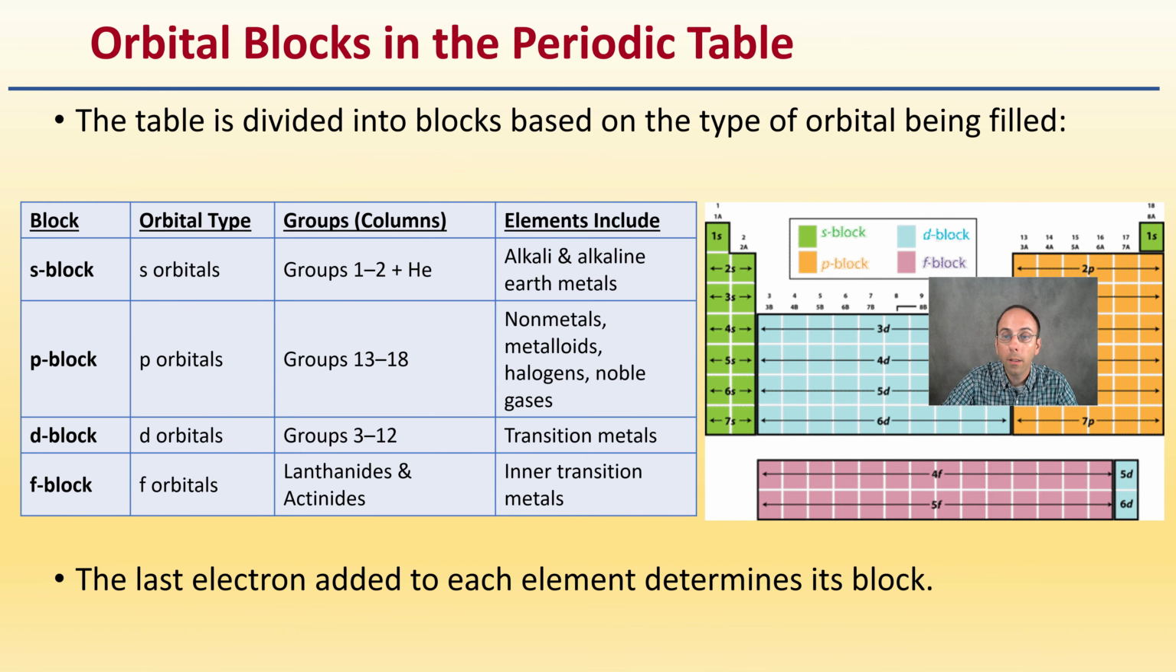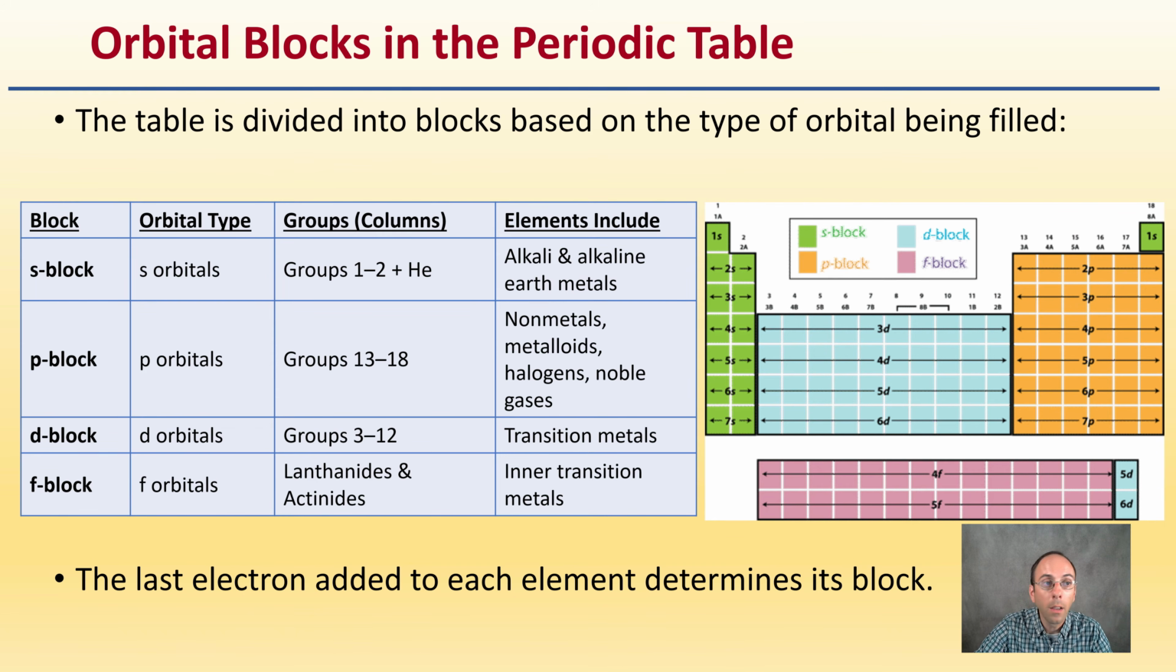Now, those orbital blocks in the periodic table, again, how they're defined. The table is divided into blocks based on the type of orbital being filled. S block is the s orbitals, p the p orbitals, so on and so forth. We can also correlate this with the elements. So if we know what family or group we're dealing with as far as our elements go, we can know what orbital shape they will most likely have.